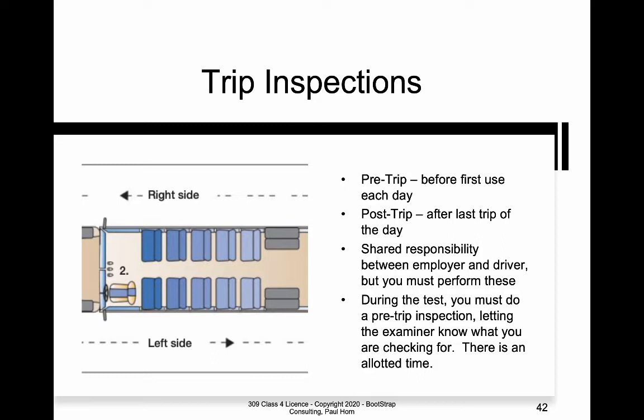The pre-trip inspection has to be done by law before the first use of that vehicle every day, and the day is considered to start after midnight. So let's say you're doing an overnight trip and you stop for coffee someplace at 1 o'clock in the morning. That is the first time the vehicle will get started again on that new day, so the pre-trip inspection has to happen then. And it also is supposed to have a post-trip after the last trip of every day.